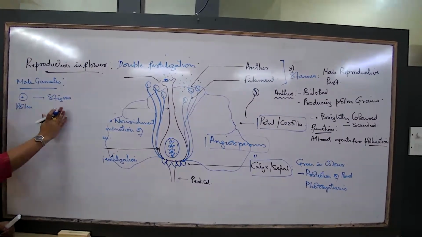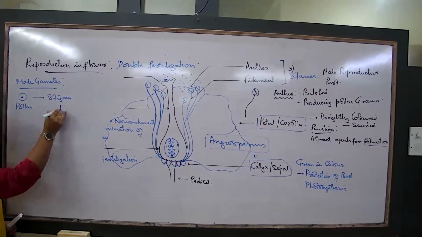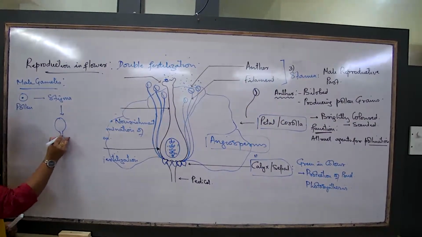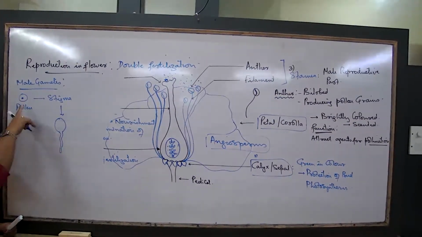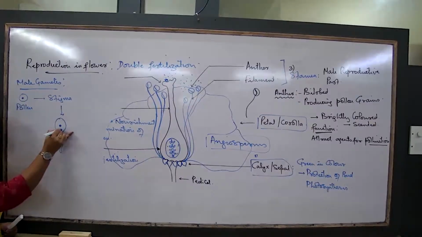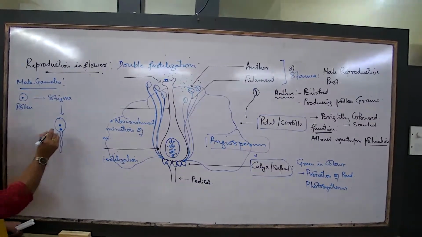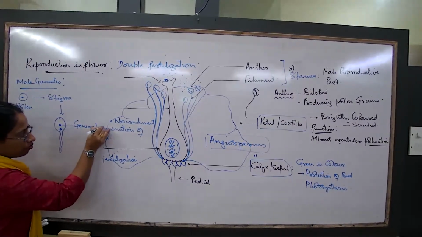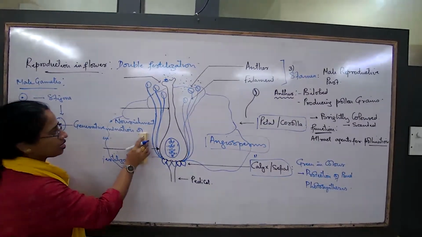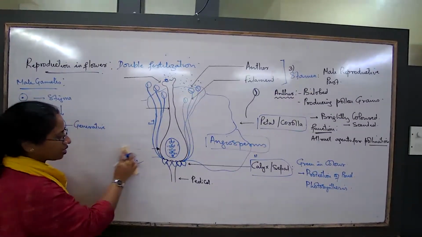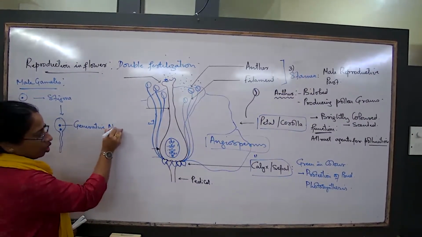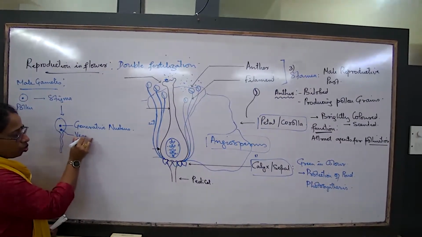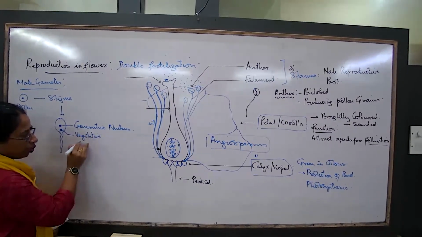Now the pollen is on the stigma. What are the stages? This pollen immediately will start the formation of a small tube-like structure like this. What about the nucleus? The nucleus starts dividing into two parts. What are these nuclei now known as? This is known as the generative nucleus and the other part is known as the vegetative nucleus.